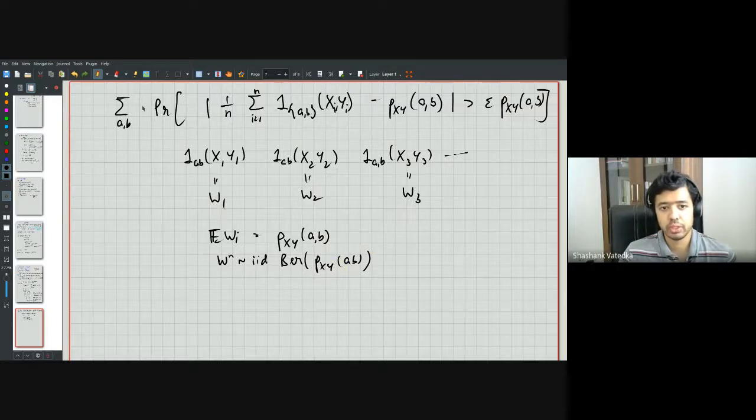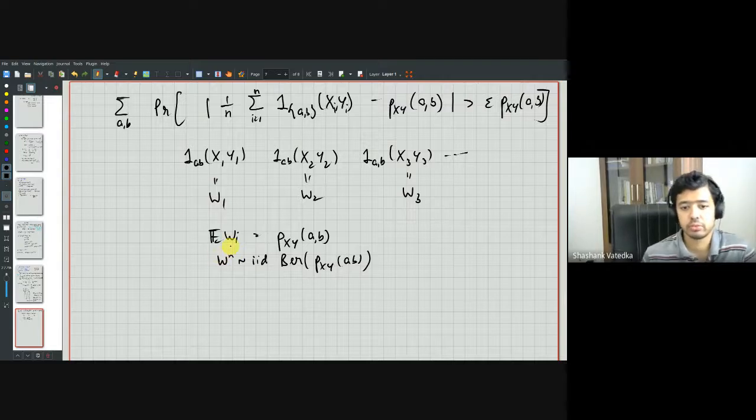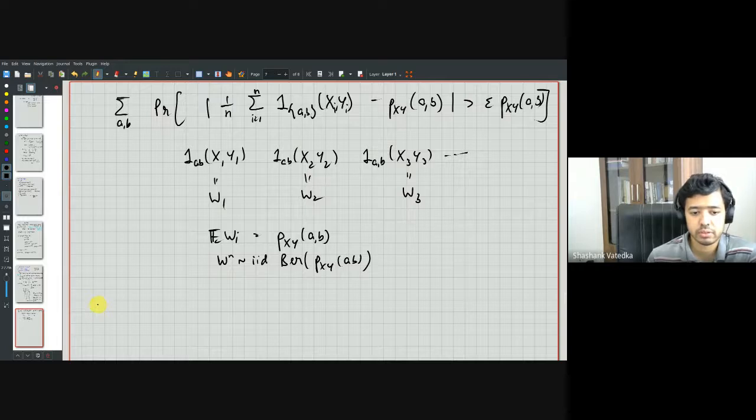So if you look at only the term within the summation, this depends on one particular A comma B. Right? So the expectation of Wi is Pxy of A comma B. So each Wi is Bernoulli, and with the probability of Wi being equal to 1 being Pxy of A comma B. Right? So for this we can directly use, say, the Chernoff bound. You can use any inequality you want, but let's say that I want the tightest bound on the probability of error.